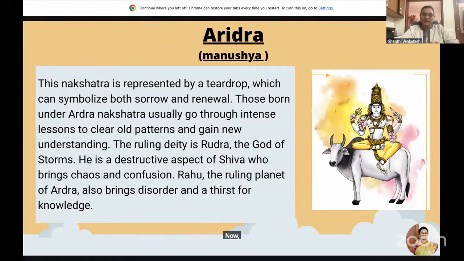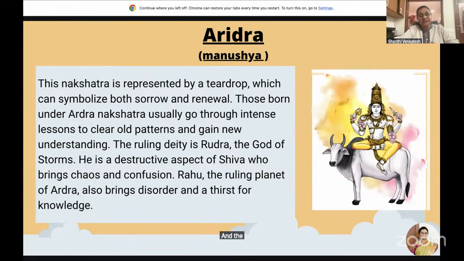Now, when do we get tears? Whenever we are in pain, when we are in sorrow, we get teardrops. So people who are born in this nakshatra usually undergo a lot of intense experiences. Those intense experiences will give them some learning, some kind of transformation. So this is a nakshatra which will help you to get rid of the old patterns and will make a path for new understandings, a transformation.